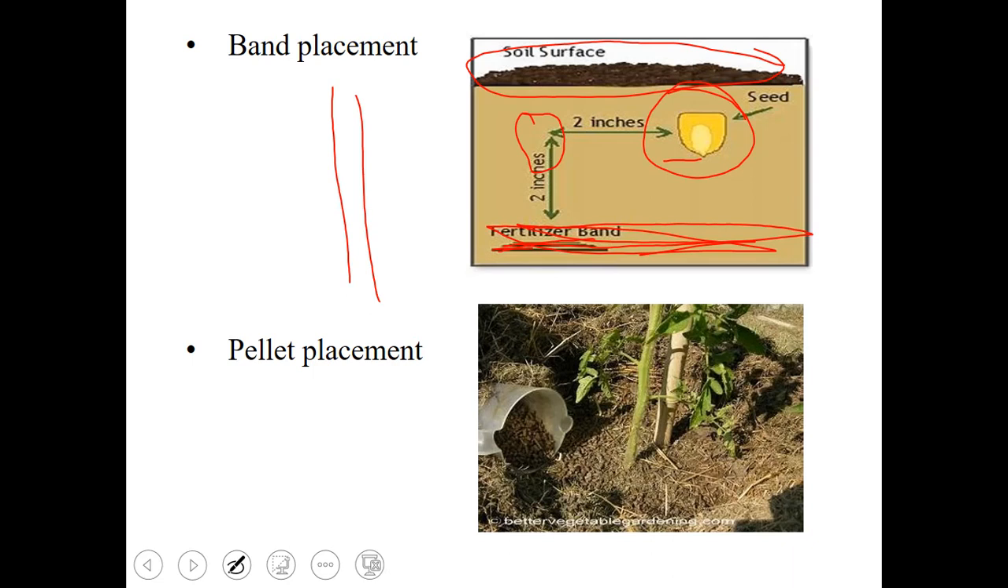And next is pellet application, pellet placement. These pellets, as you can see, will be just like small chalk pieces.